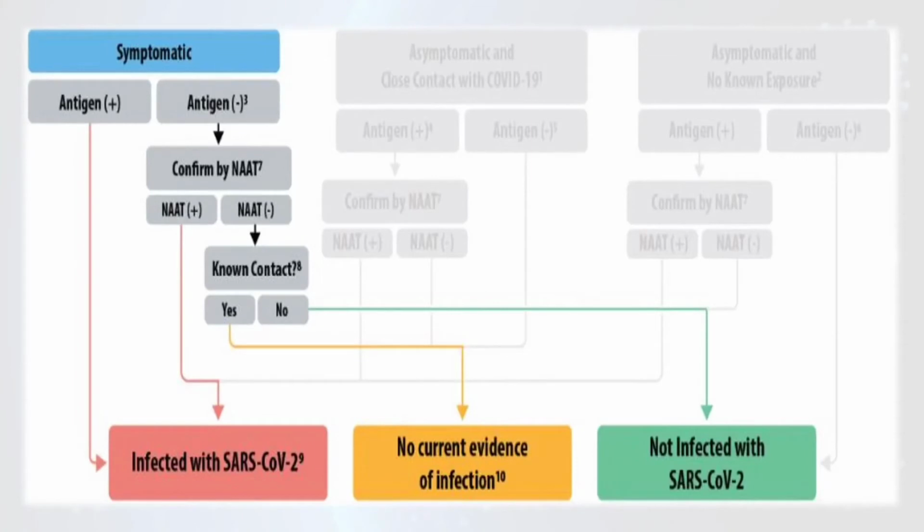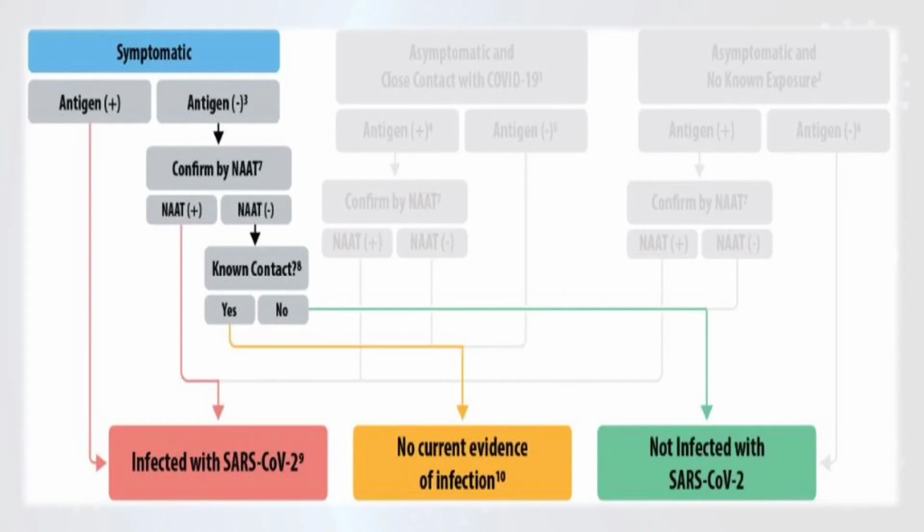When a symptomatic person receives a negative antigen test result followed by a negative confirmatory NAAT, the healthcare provider should take into consideration whether the person has had exposure to a person with COVID-19 within the past 14 days. If the person has had exposure, that person should follow infection control measures for 14 days after their most recent exposure to a person with COVID-19.